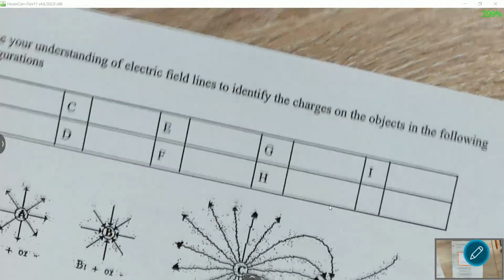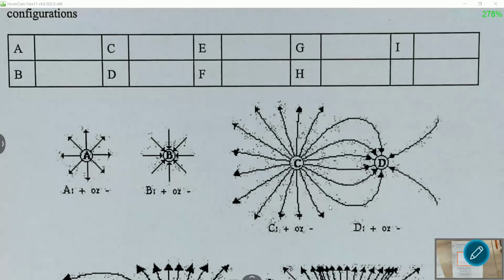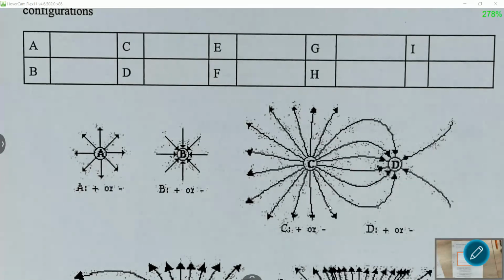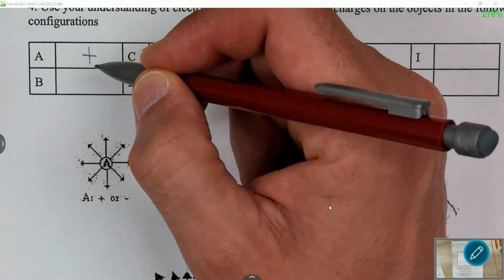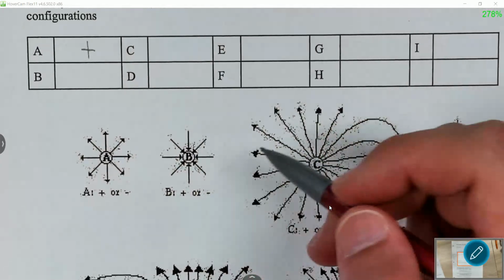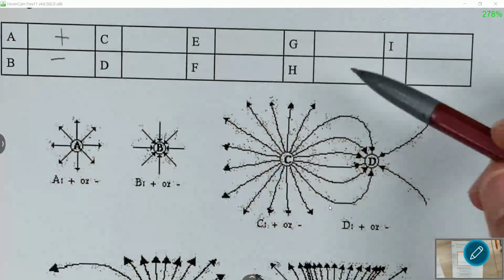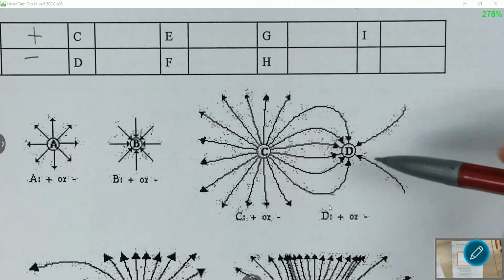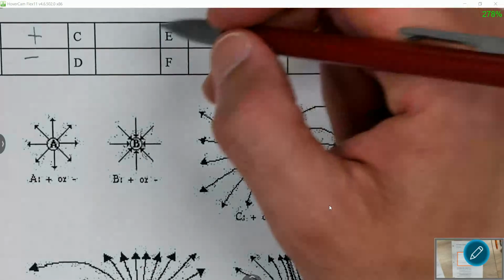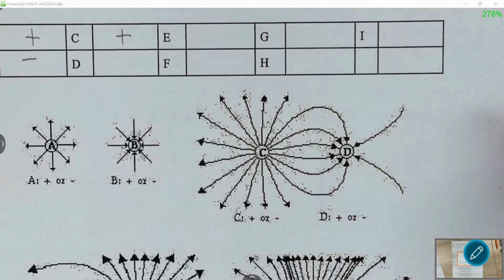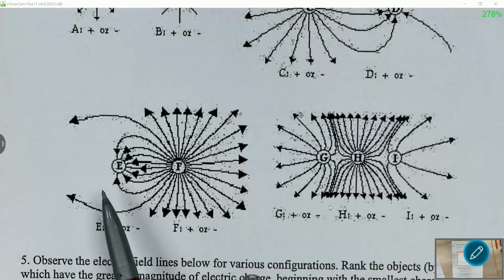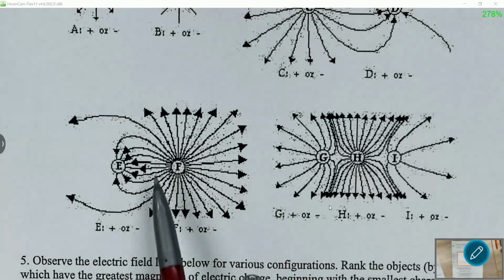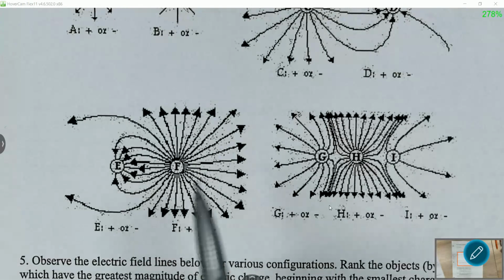Next one. Oh, I love this. Really quickly, we're just going to figure out which one's positive, which one's negative. A, are they going in or going out? Going out, so going out would be positive. That's correct. B, are they going in or out? Which means negative. Yes. Look at C. C is positive, radiating outwards. What about D? Negative. Good. What about E? E is negative because they're going in. And what about F? Positive. Correct.